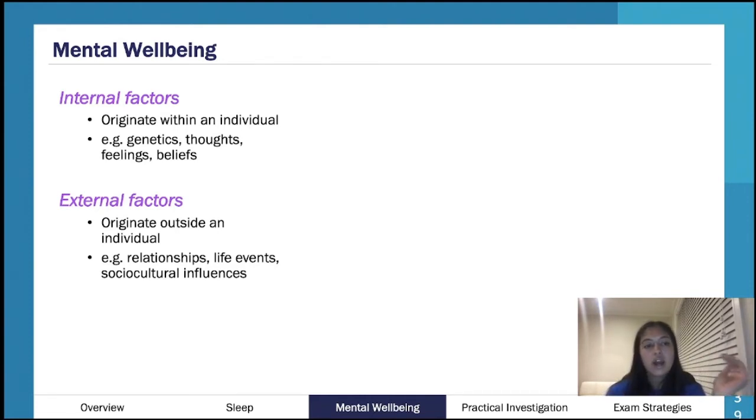Okay, so the things that affect where we sit on this continuum, things that affect our mental well-being, are internal and external factors. Internal means that they originate within ourselves: our genetic makeup, our feelings, our beliefs, that sort of thing. And that can dictate where you're sitting on that continuum. If you have certain thoughts or certain feelings, you may be right up at mentally healthy, you may be a little bit lower down, you may be a little bit more stressed, that sort of thing. And external factors are anything that originates outside the individual: your relationships with someone, life events, cultural influences as well. They can all influence your mental well-being. So hopefully that makes sense.